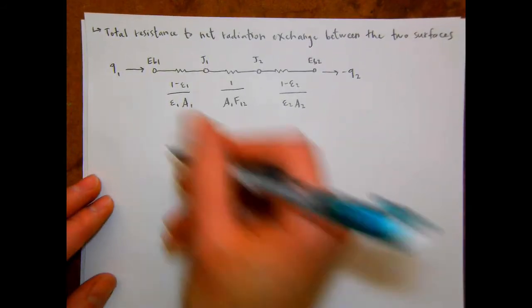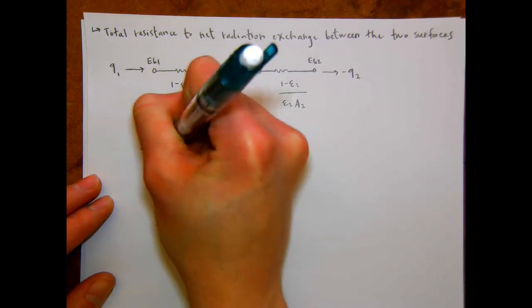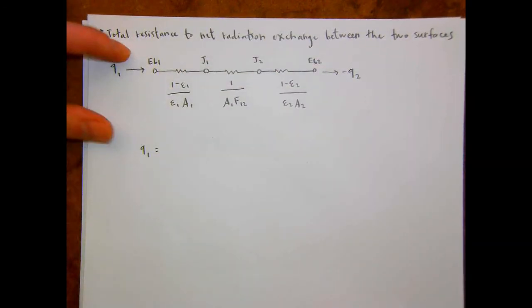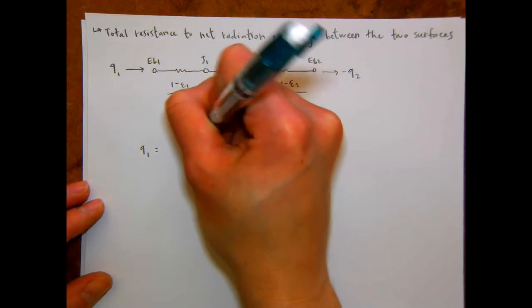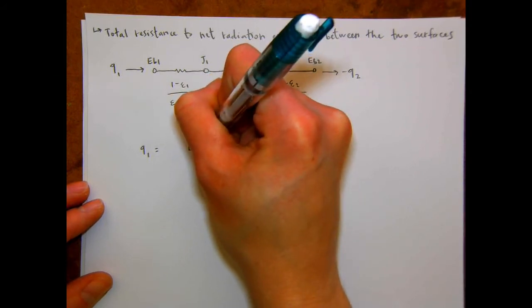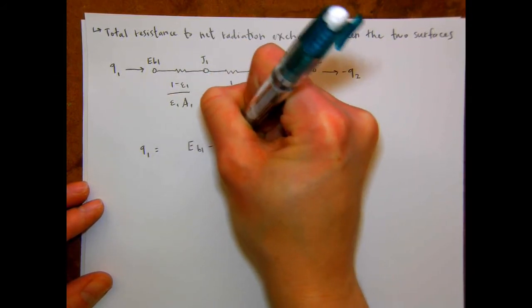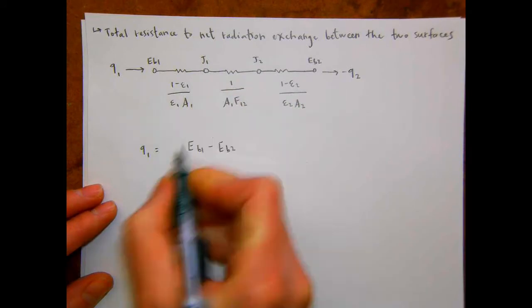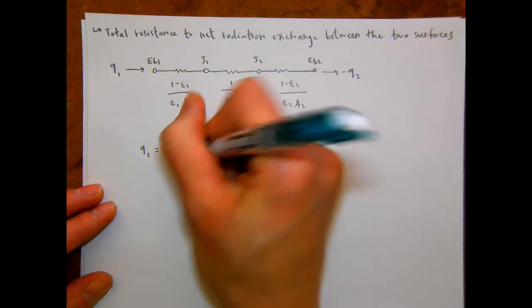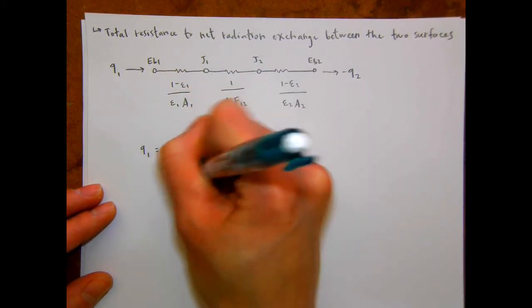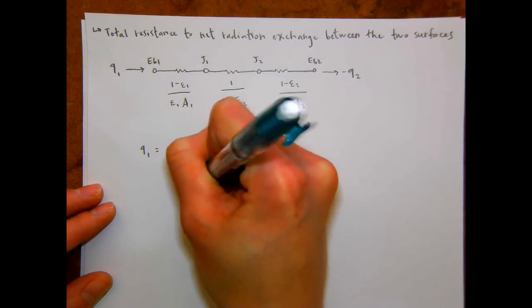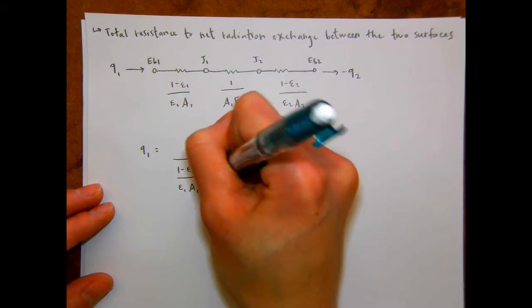Okay, so now we're going to write this in equation form. And because it's much easier to calculate the emissive power of black bodies than radiosity, we're going to use those nodes as kind of the endpoints for the numerator. And then our total resistance on the bottom.